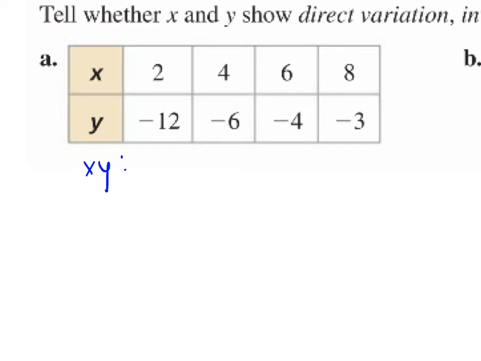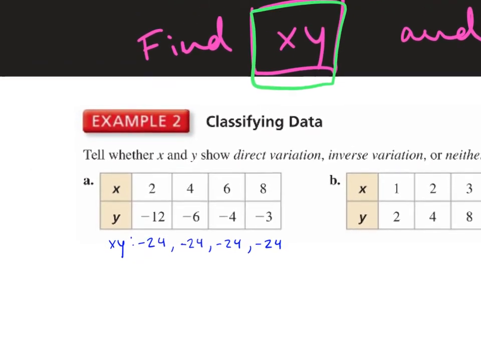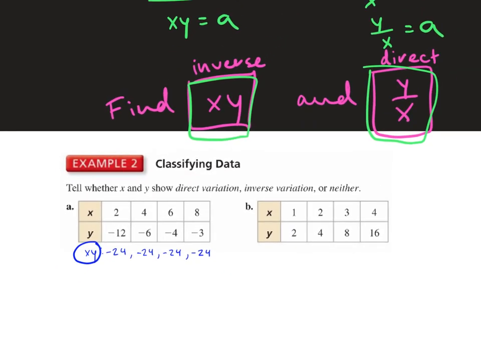So what do we get when we multiply 2 times negative 12? Negative 24. What do we get when we multiply 4 times negative 6? Negative 24. What do we get when we multiply 6 times negative 4? Negative 24. And 8 times negative 3? Negative 24. So since we got a constant here, we have x times y variation, which what does that mean? Is this direct variation, inverse, or neither? Inverse variation.